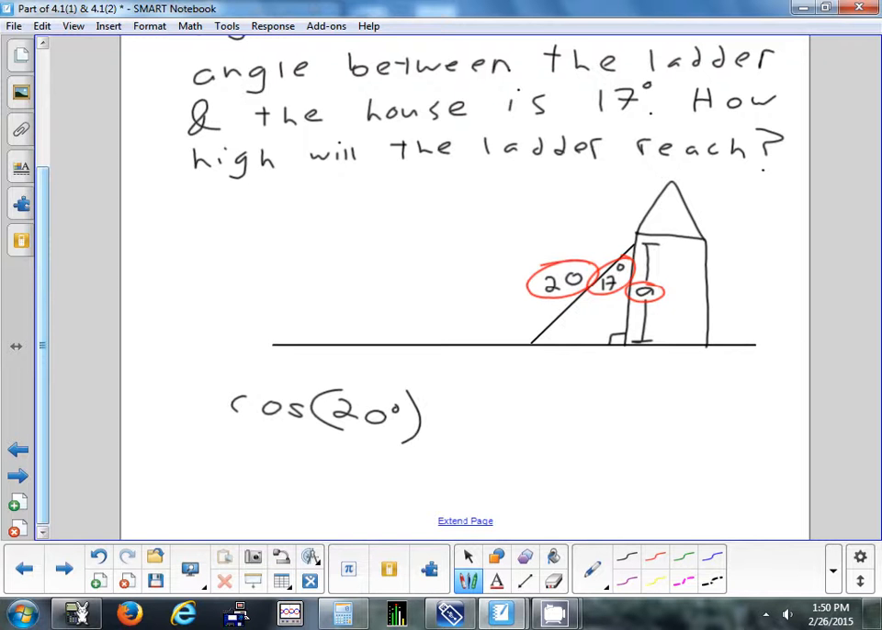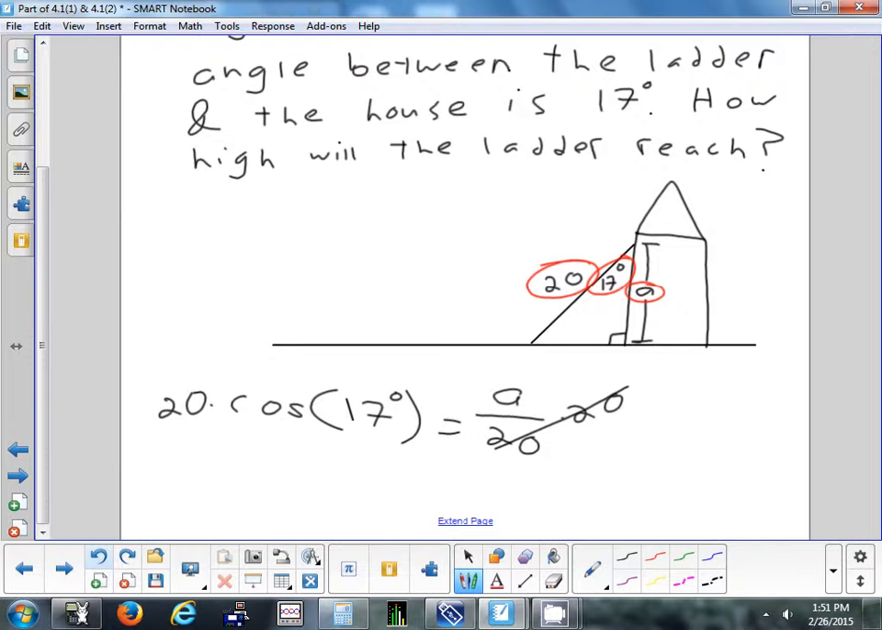So the cosine of my angle equals, as Emily just said, adjacent over hypotenuse. Oh, 17, thank you. That would mess things up a little bit. So cosine of 17 equals A over 20. And last step to get A by itself: multiply by 20. So we're going to type 20 cosine 17, see what we get.